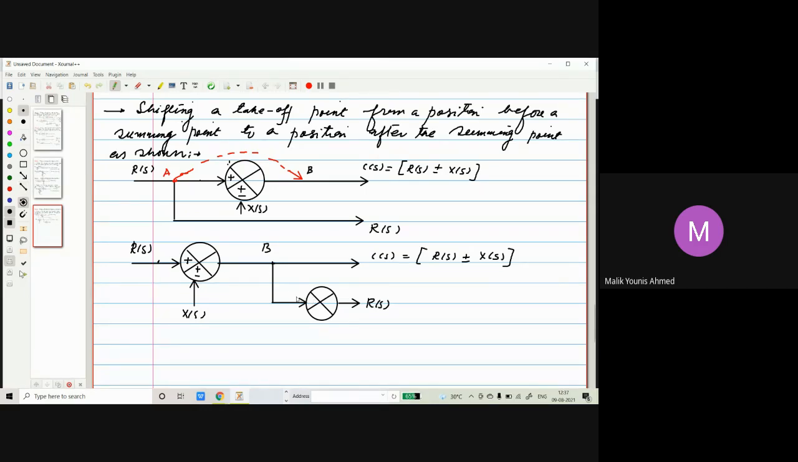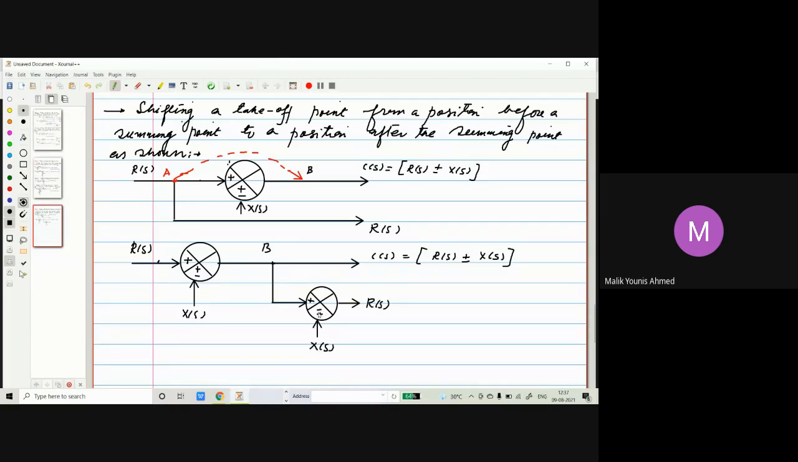Here the signal will be plus. That's not a problem, because we need a signal output. The signal R of S plus X of S is coming here. There is no block, nothing, so the signal is coming here. So input is known, output is known. This value of signal has to be minus plus X of S. So this value has to be X of S.